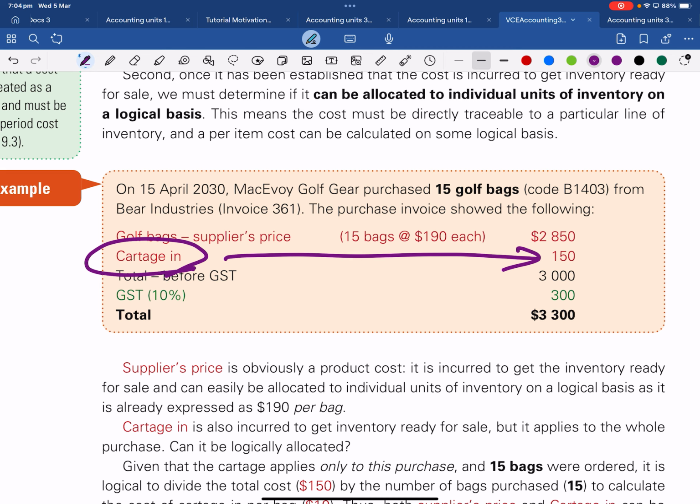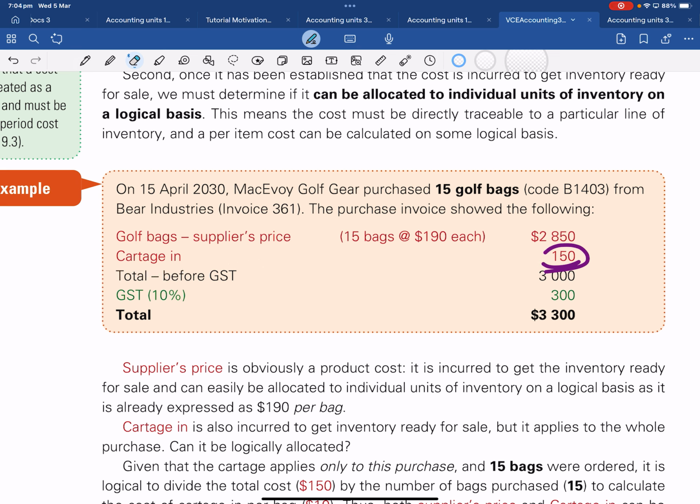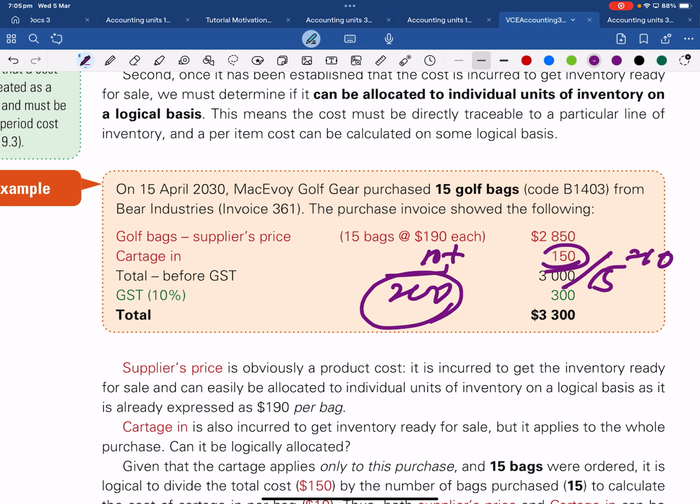We can. Why? Because we pay $150 for how many bags? 15. That means how much is it per bag? 10. Very good, you divide it by 15, which is 10. Earlier 190 here and 10 here, we are adding it. So the cost of a golf bag will be 200. Make sense? But we don't worry about the GST, because paying GST doesn't increase the value of the inventory.